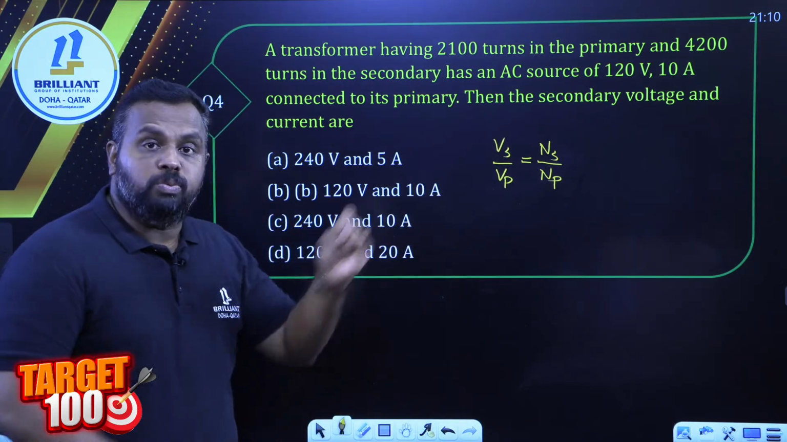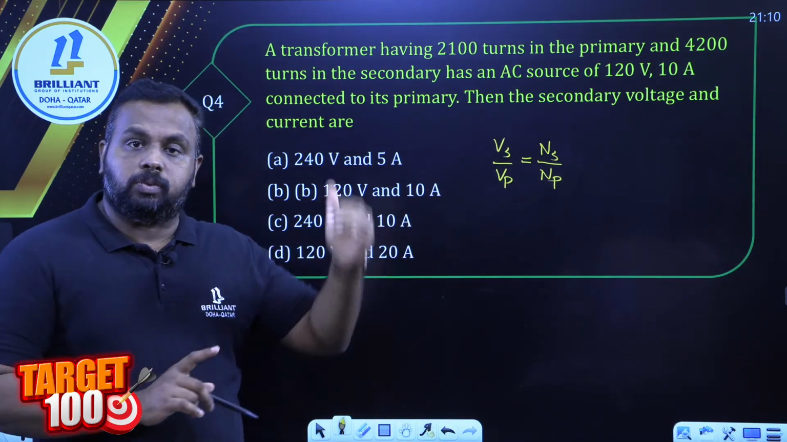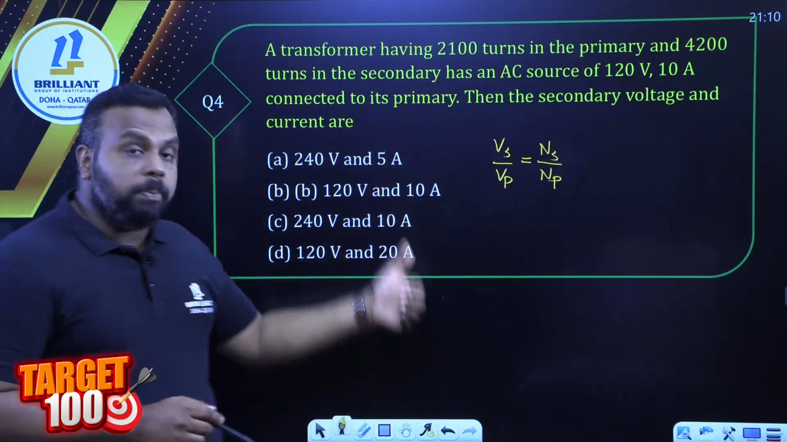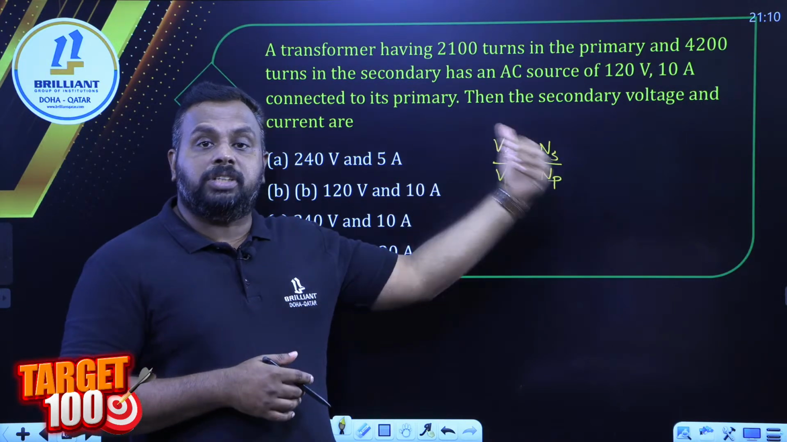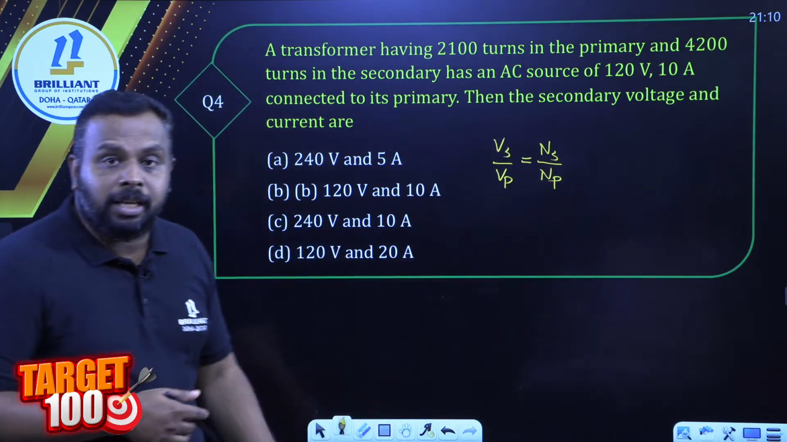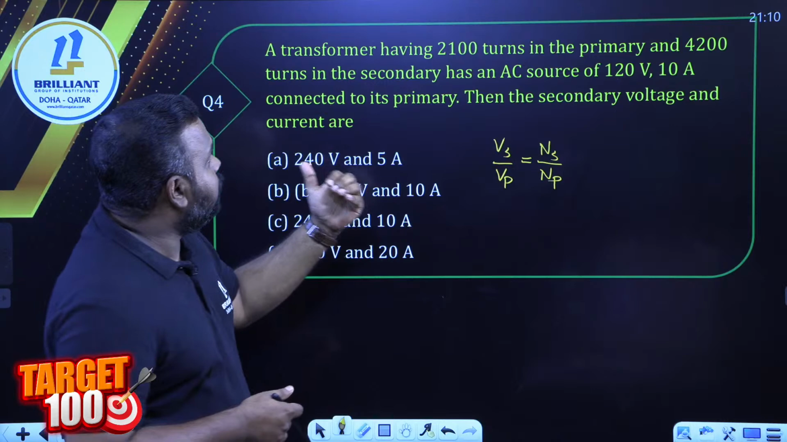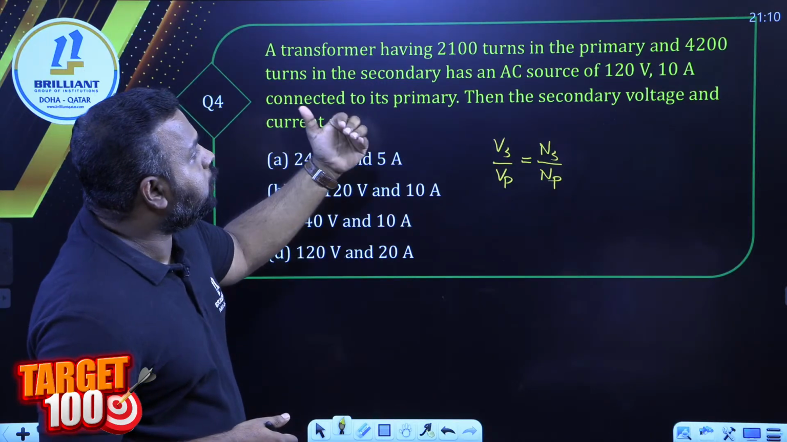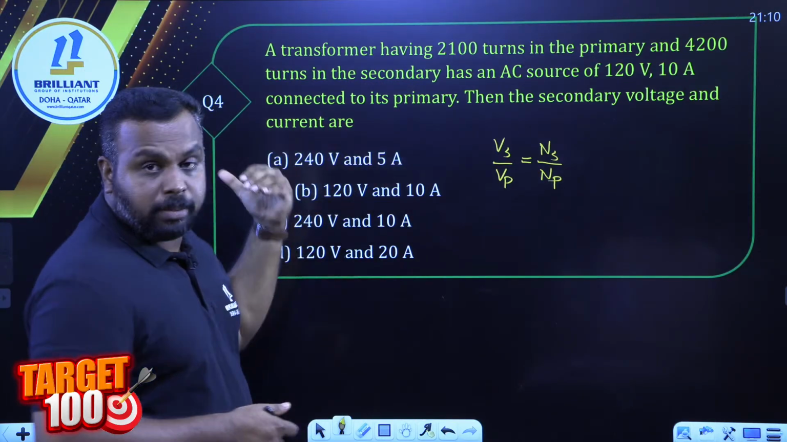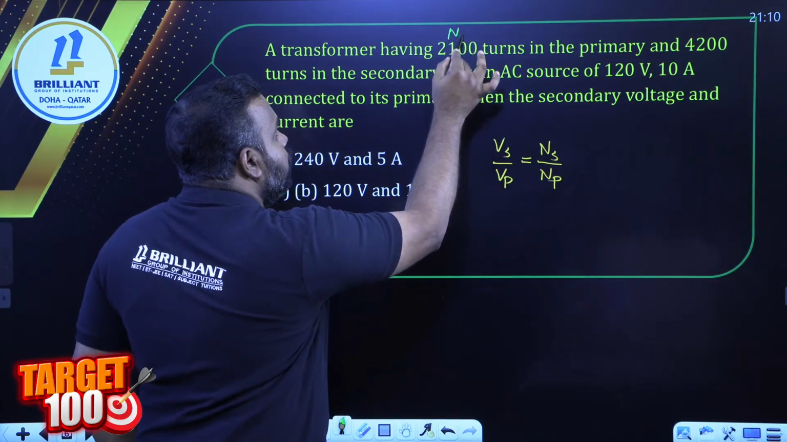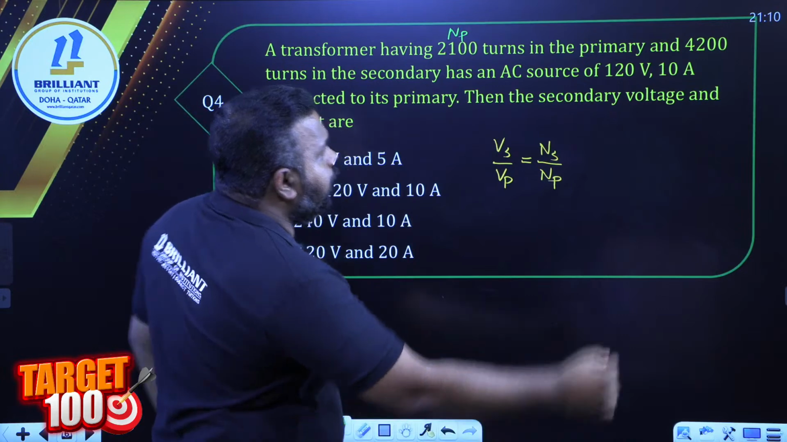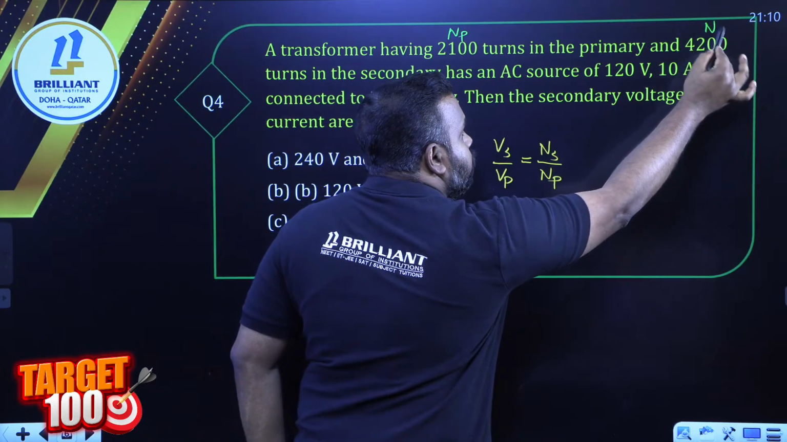You know very well Vs is the secondary voltage across the secondary coil. Vp is the primary voltage across the primary. Ns is the number of turns in secondary. Np is the number of turns in primary. Okay, now here they are asking a transformer is having 2100 turns in the primary. That means Np is given. Np is 2100 and Ns is 4200, number of turns in secondary.